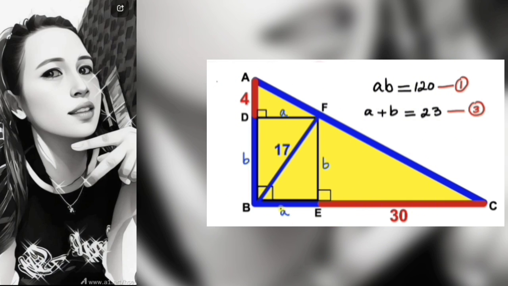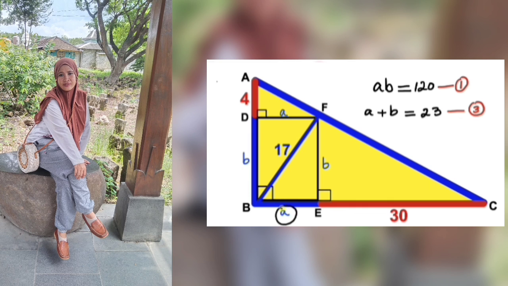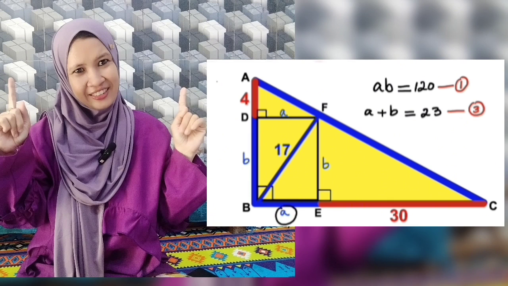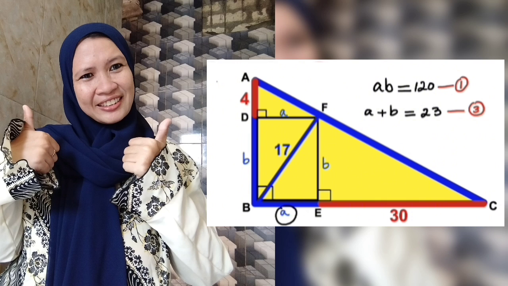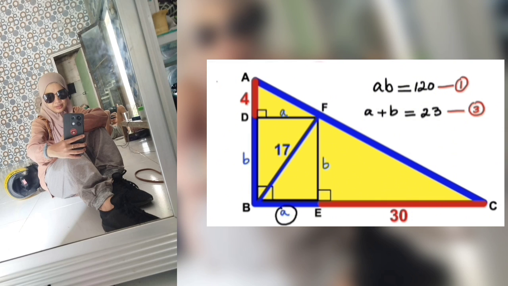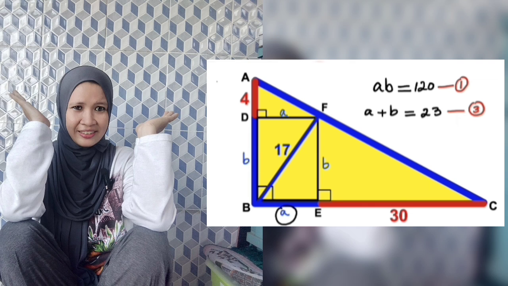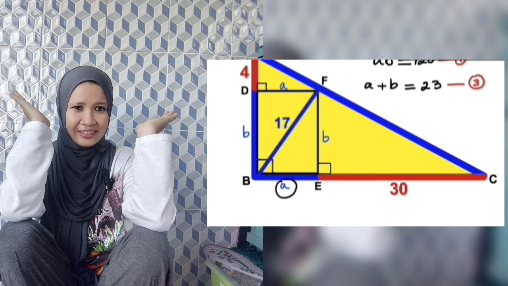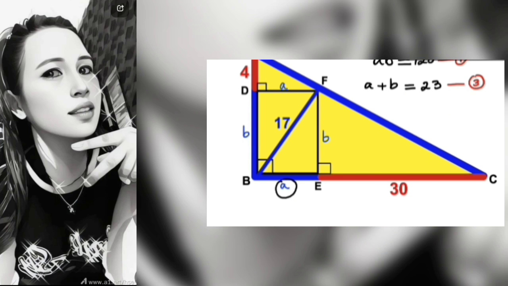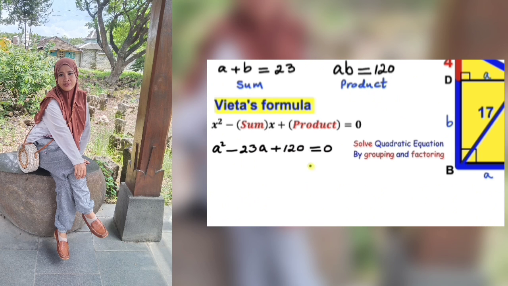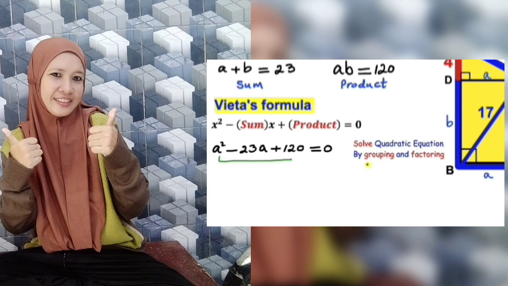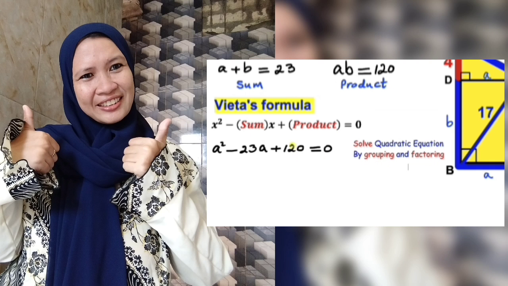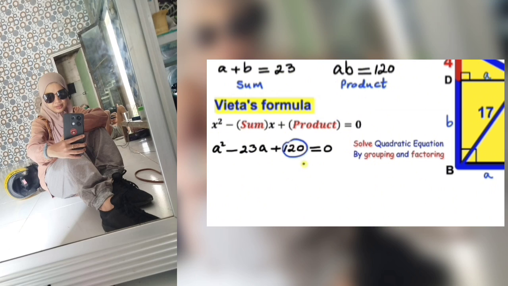So therefore, for this side of this rectangle, lowercase a, this formula is going to become a squared minus the sum, in our case 23, times a plus the product, 120, is going to be equal to 0. Now we can see we got this quadratic equation and we are going to solve it by grouping and factoring. Let's focus on 120, the constant.